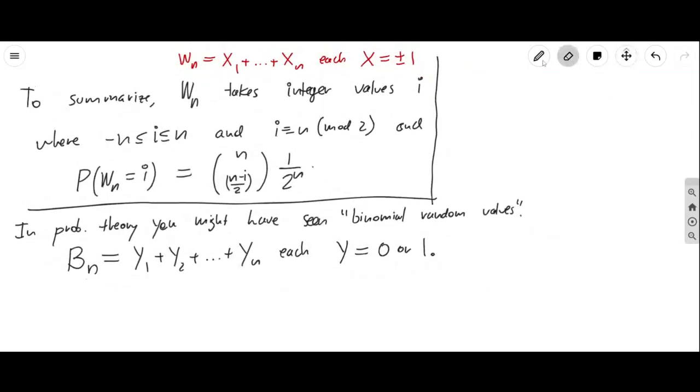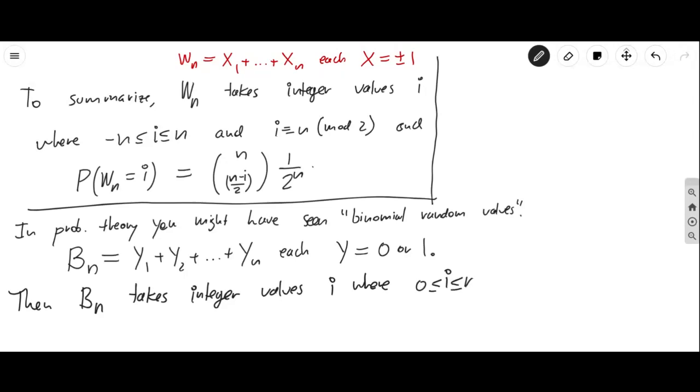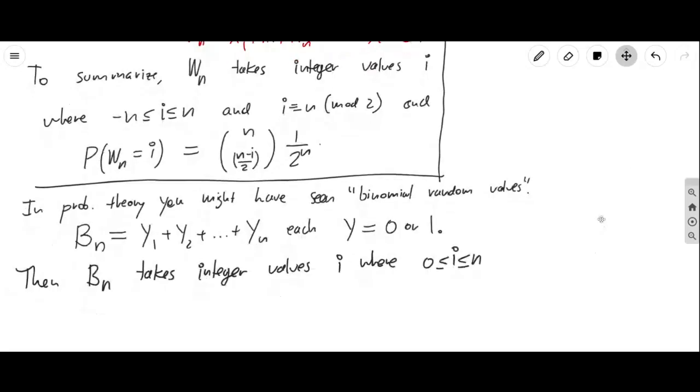So then Bn takes integer values I, where I is between 0 and n. At the very minimum, they're all 0, and at the very maximum, they're all equal to 1.